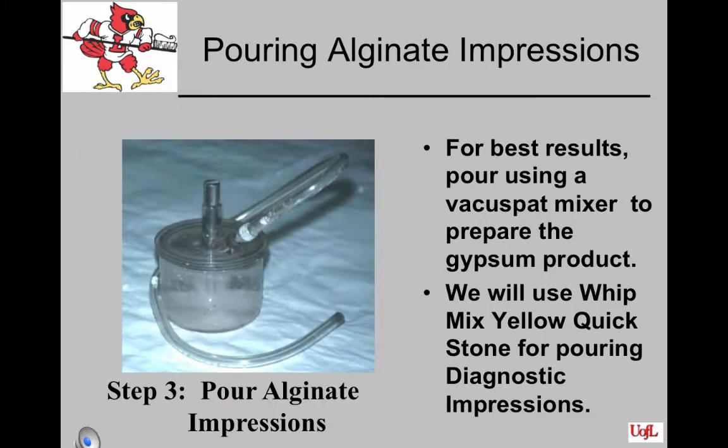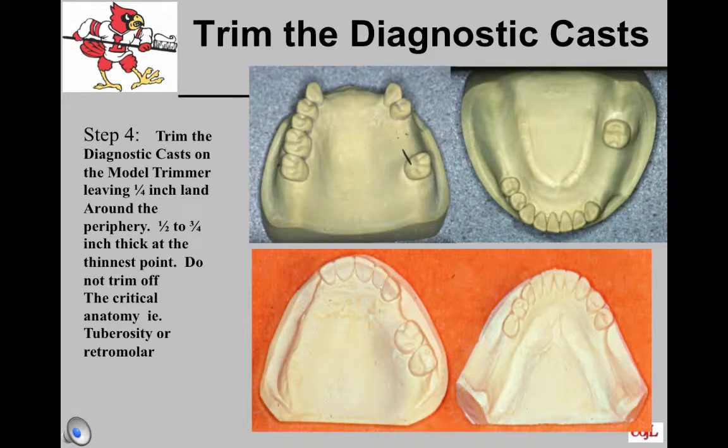For the absolute best results, pour your cast using a vacuum spatulator mixer to mix your gypsum product. We will use Whip Mix Yellow Quickstone for pouring our diagnostic impressions. Trim the diagnostic cast on the model trimmer, leaving about a 1/4 inch land area around the periphery. Also make sure that it is 1/2 to 3/4 of an inch thick at its thinnest point.